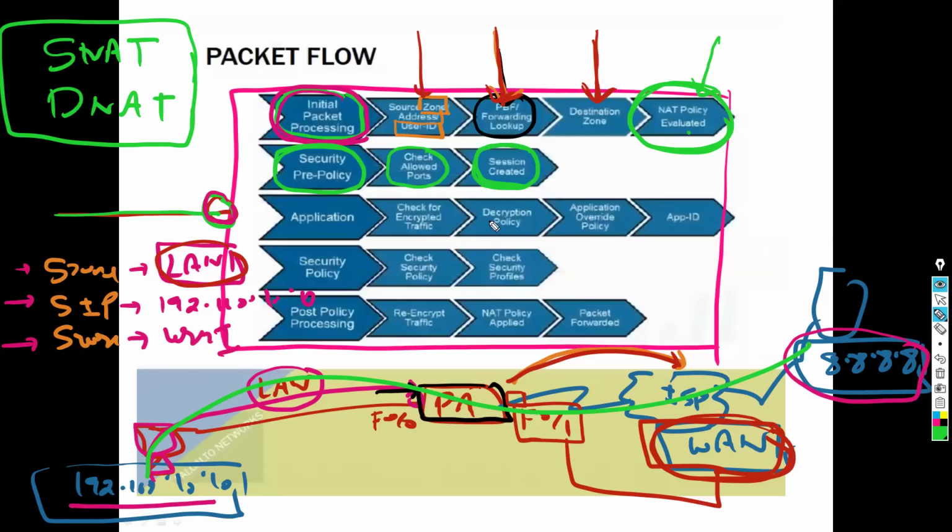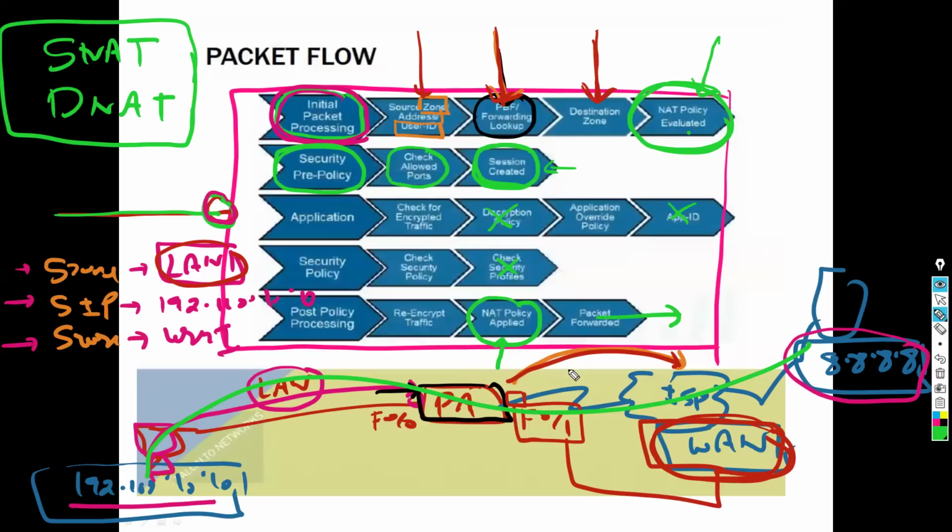I'm not talking about decryption policy, App-ID, or security profiles right now. I told you, I'm talking about the basic idea of packet flow. So the session is created, and if there is any NAT policy, it will be applied, and then the packet will be forwarded to the egress interface. This is the basic packet flow concept.